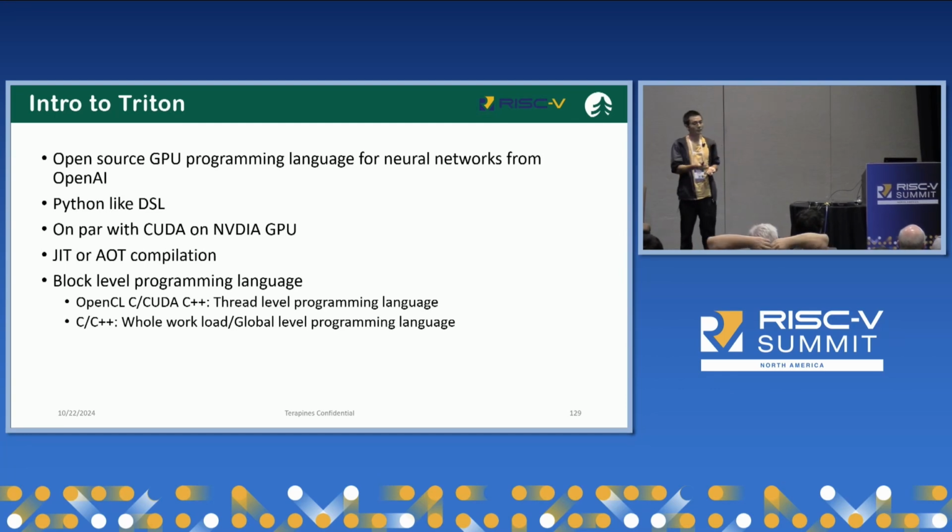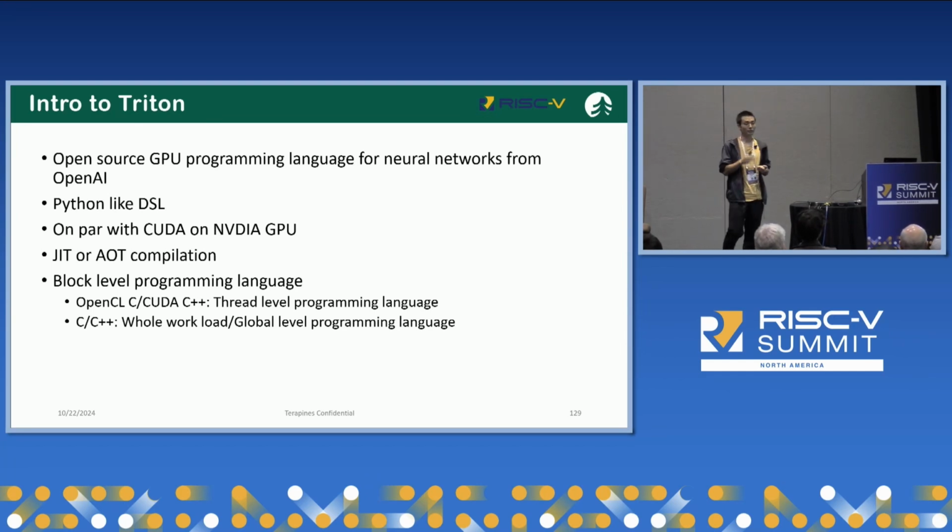Okay, so there are some highlights of the Triton programming language. It's an open-source GPU programming language for neural nets from OpenAI. It was initially designed to program GPUs. It's a Pythonic language, and its performance is on par with CUDA on CUDA GPUs. It supports both JIT and ahead-of-time compilation.